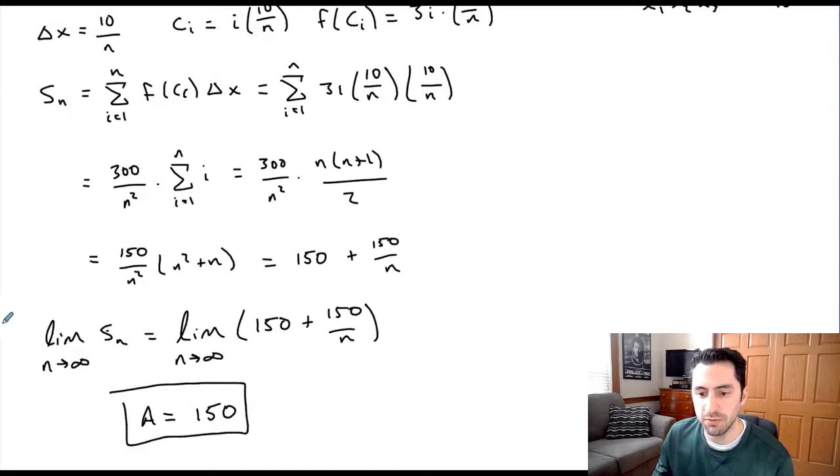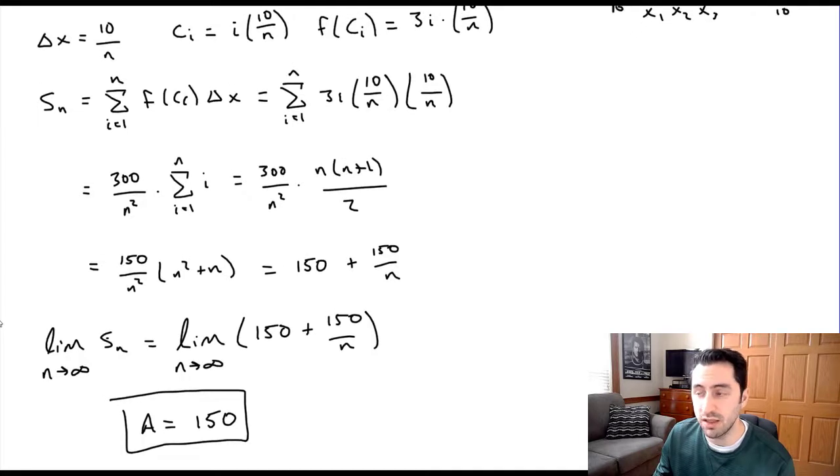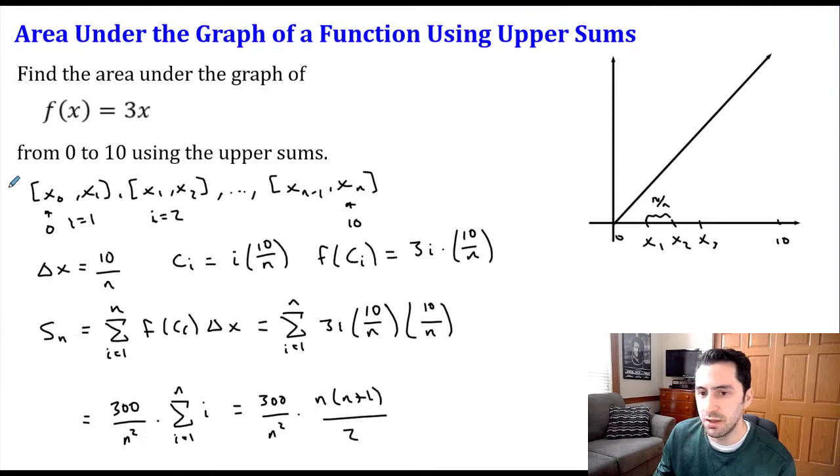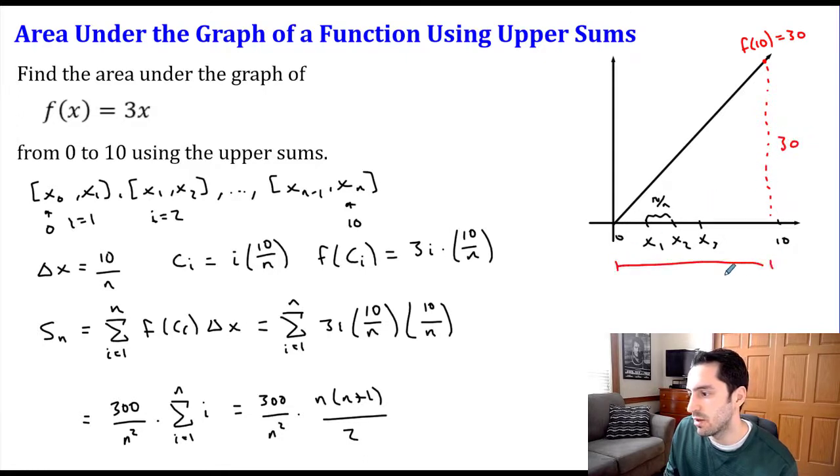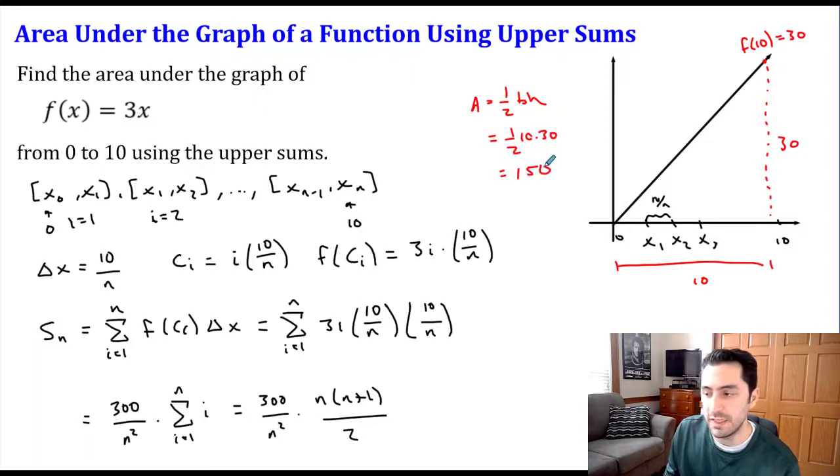And why don't we just go back up and take a look at that triangle to see if we are correct. So all the way here at 10, if I go up to the point on my line, 3 times 10, this is f of 10 is equal to 30. So the height of this triangle is 30, and it has a width of 10. So the area of that triangle, 1/2 base times height, 1/2 times 10 times 30, is 150.